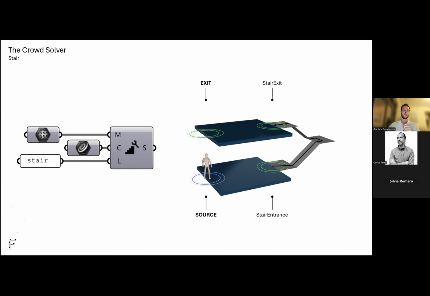Also in the crowd model, we have the stair, which is specified in this case by an entrance point, exit point, and polyline. But you can also have multiple paths, multiple directions. So the stair can be bidirectional. In this case, you can use the same mesh for the stair, but what you have to do is just use two curves for the input and also two different labels for the input.